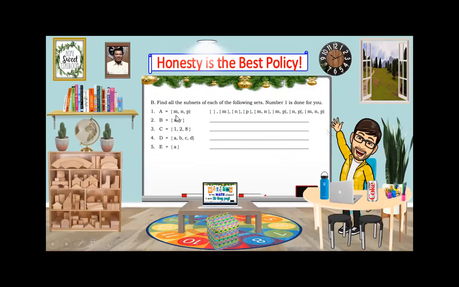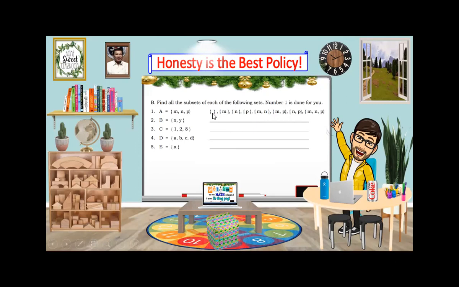Set A is equal to M and P. So lahat ng subset ilalagay natin, ibig sabihin lahat ng part. Okay, bakit po ba nag-umpisa sa null set? Kasi sabi natin kanina, a null set is a subset of all sets. Ibig sabihin, lagi siyang part ng sets.